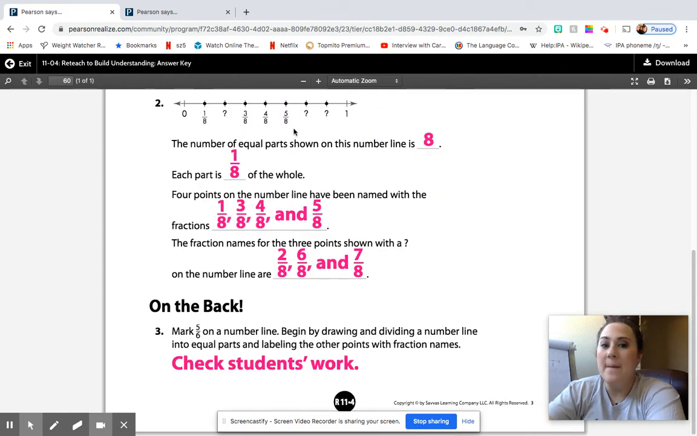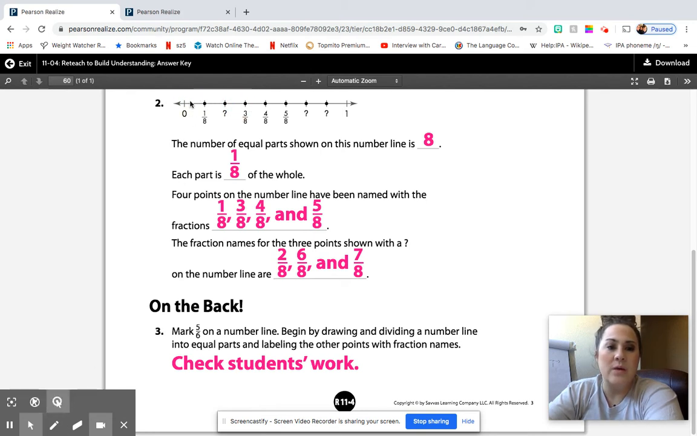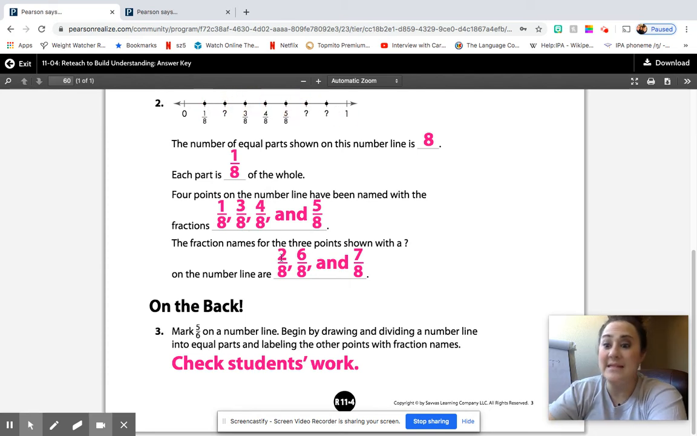So let's look at this one. We can see based off of the fractions on the number line that our denominator should be 8 for all of them. We can verify that by counting our equal parts. We've got 1, 2, 3, 4, 5, 6, 7, and 8. Now we need to be able to identify the missing pieces. So we start at 0. We go 1, 2. So we have 2 eighths. Then we go here. It'll go to 6 eighths and then 7 eighths.